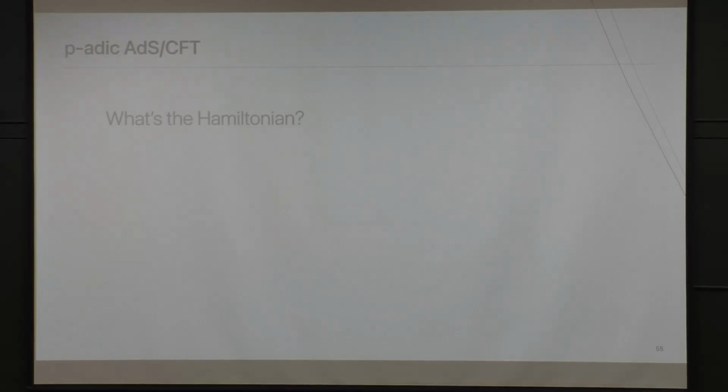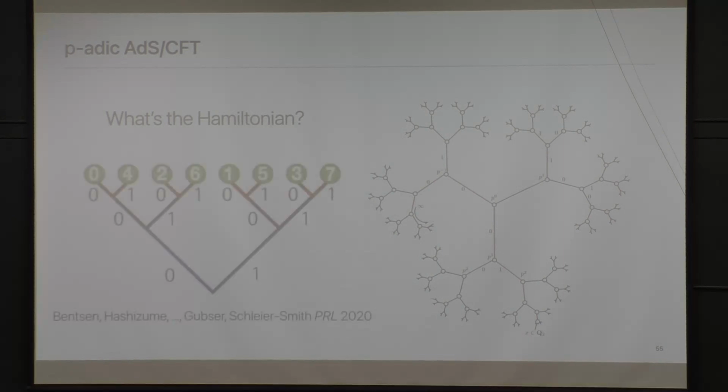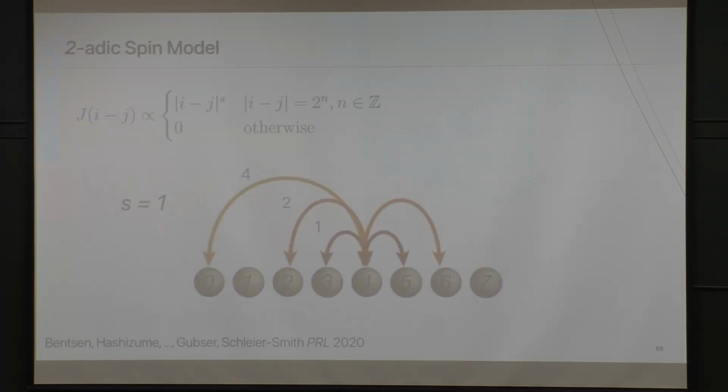But the real question for me in the lab is, what's the Hamiltonian that I have to program in? So from the tree, Monica and Steve and a couple of other collaborators came up with some ideas that tune between a tree-like geometry and a spatially local one. In particular, you have this two-adic inspired spin model, which has interactions only at distances that are powers of 2, with a strength set by a non-locality parameter s.